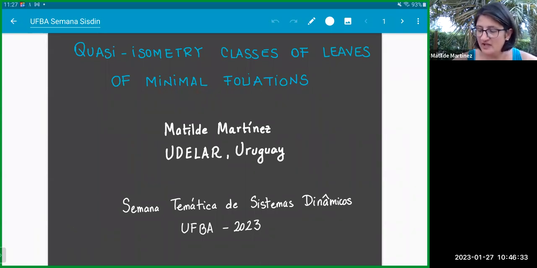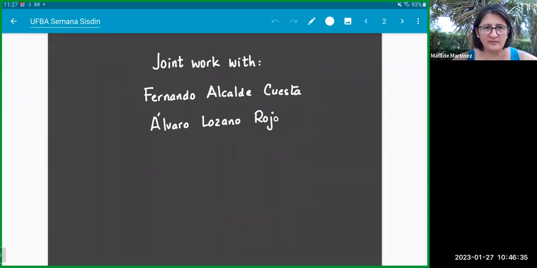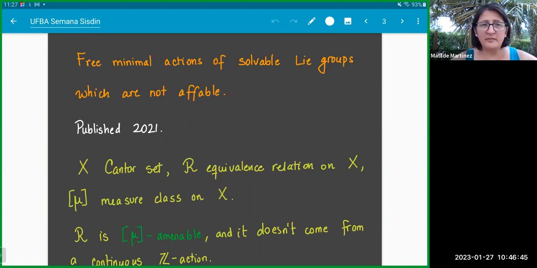This is taken from joint work with Fernando Alcalde Cuesta and Álvaro Lozano Rojo, both from Spain, and from a paper which has actually been already published. It was published in 2021, called Free Minimal Actions of Solvable Lie Groups Which Are Not Affable.